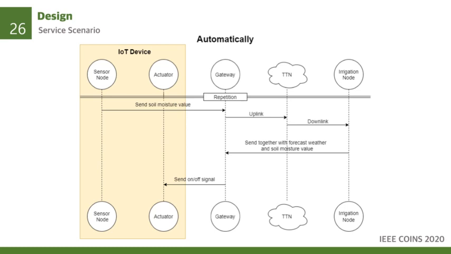This is a service scenario when the actuator is operated automatically without user control. The sensor node sends collected values to the gateway. The gateway uplinks to the TTN cloud, and the TTN cloud downlinks to the irrigation node, which is an edge node. Since this node has 5-day weather forecast information, it sends the weather information and the sensor values to the gateway. Then the gateway uses these values and sends an on or off signal to the actuator, and this process is repeated at regular intervals.